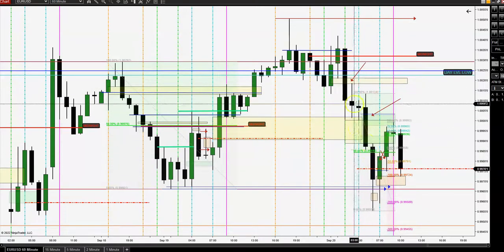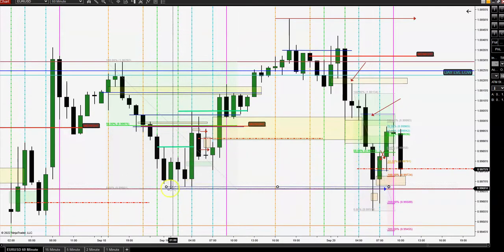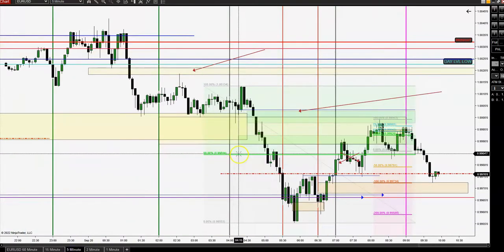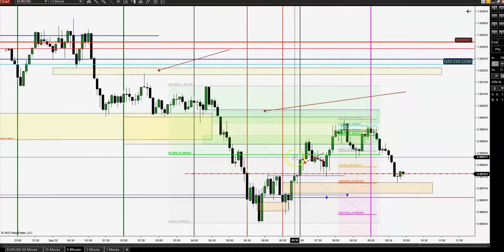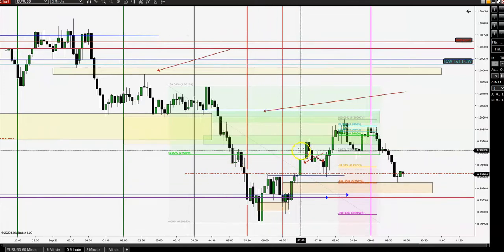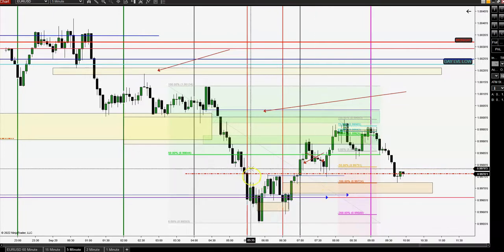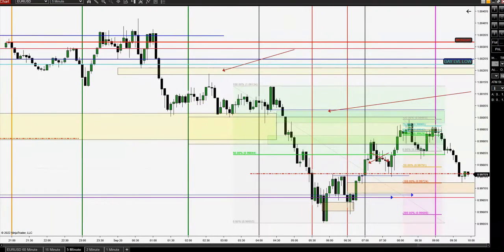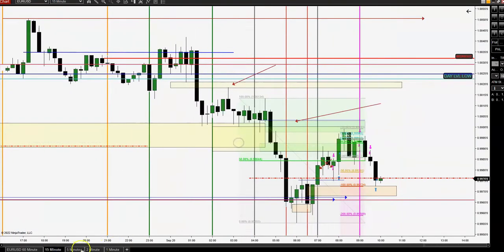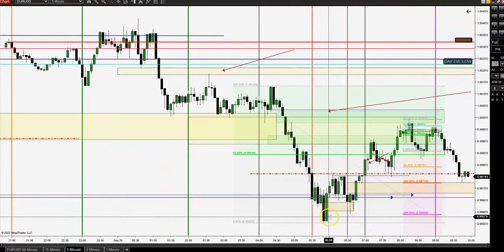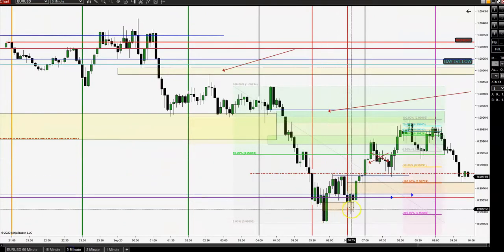And so during New York session, it came down and took out these double bottoms here. I was looking to short this. I really wasn't expecting a buy. Since I'm usually done trading after 10 a.m. Eastern, I do like to watch the market. Once again, here's the double bottoms where it came and took out the sell stops, right? We came up, came down.